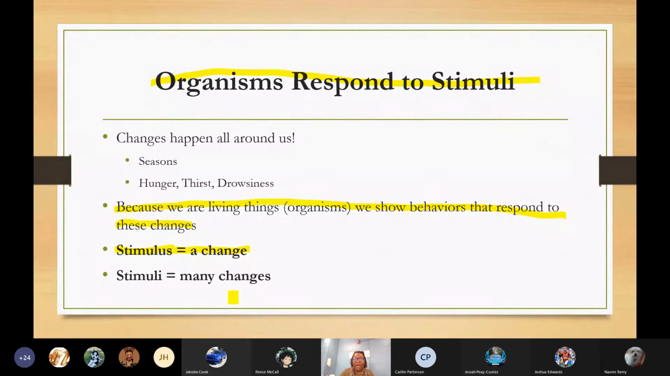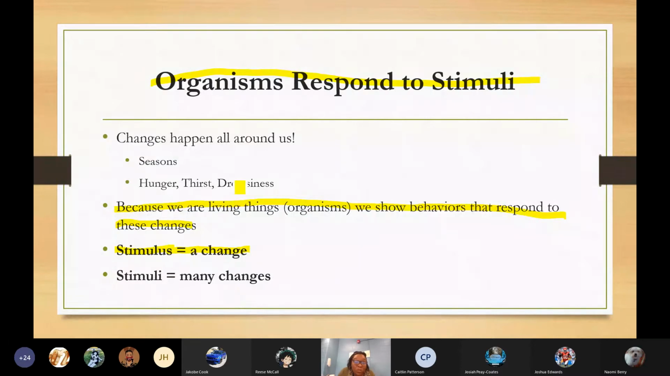So you talk back to your mom, that was the stimulus, that was a change. The response is you're punished for it. I know how I would have been punished for it, but you may be punished differently. So the stimulus is the change, what happens that's new.